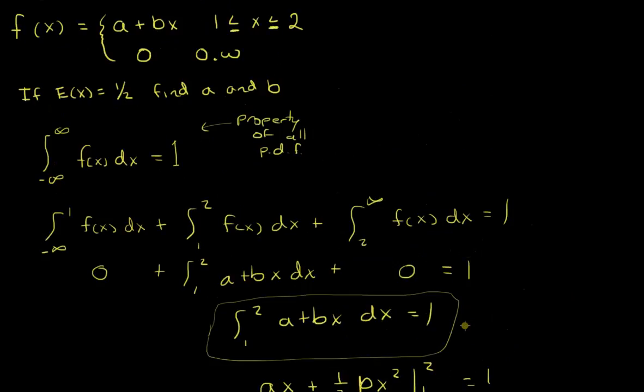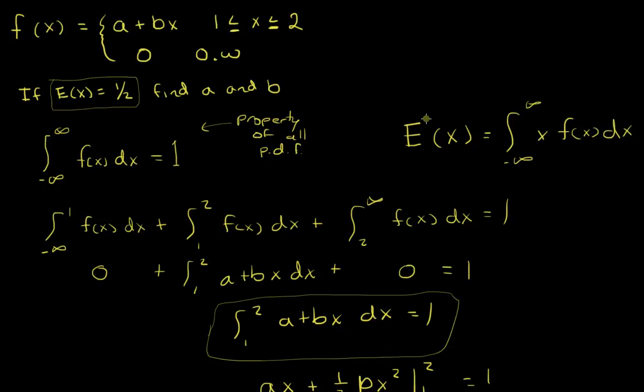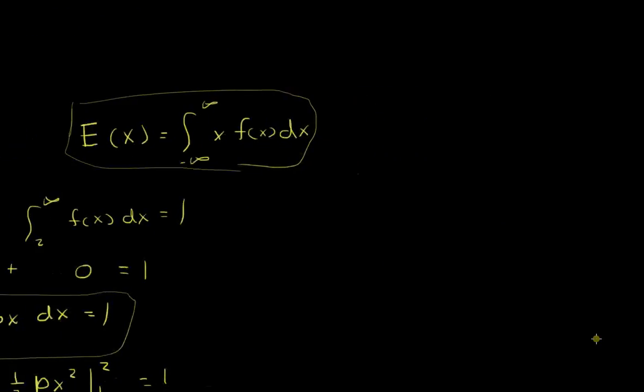So good, they gave us another piece of information, and now I need to use this fact, the expected value of x is 1/2. What is the expected value of x? In general, the expected value of x, you integrate from negative infinity to infinity of x times f of x dx. This is a general property. So now I want to go ahead and do this for my function. I'm going to move over and do this over here.